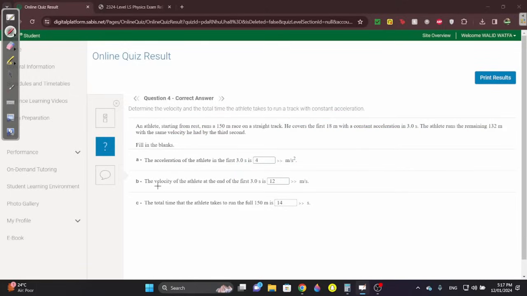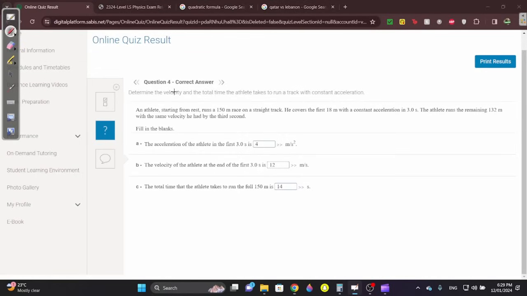Part B is easy. They're asking what's the velocity at the end of the first 3 seconds. Velocity equals acceleration times time, plus u, of course. But in this case, u is cancelled because we started from rest. So v equals acceleration, which we now know was 4, times the time, which was 3 seconds. It equals 12. 4 times 3 is 12.